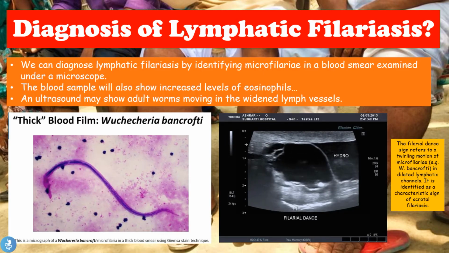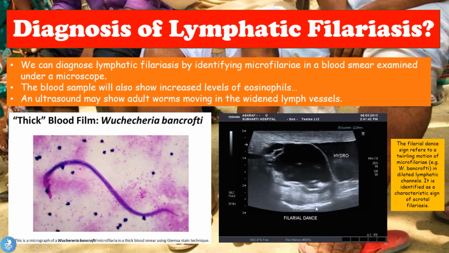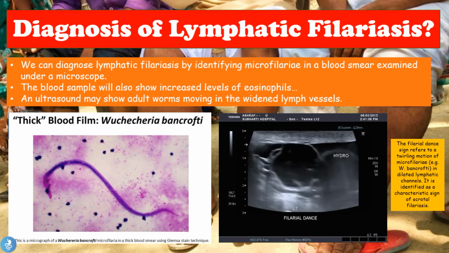So we can also do an ultrasound, and the ultrasound may show adult worms moving around in the widened lymph vessels. So this is actually what the ultrasound image looks like, and this is actually called a filarial dance. So the filarial dance sign refers to the twirling motion of the microfilaria, for example, Wuchereria bancrofti, in the dilated lymphatic channels. And it is identified as a characteristic sign of scrotal filariasis. So this is actually a sign of these filaria dancing within the lymphatic channel, and it's called the filarial dance.